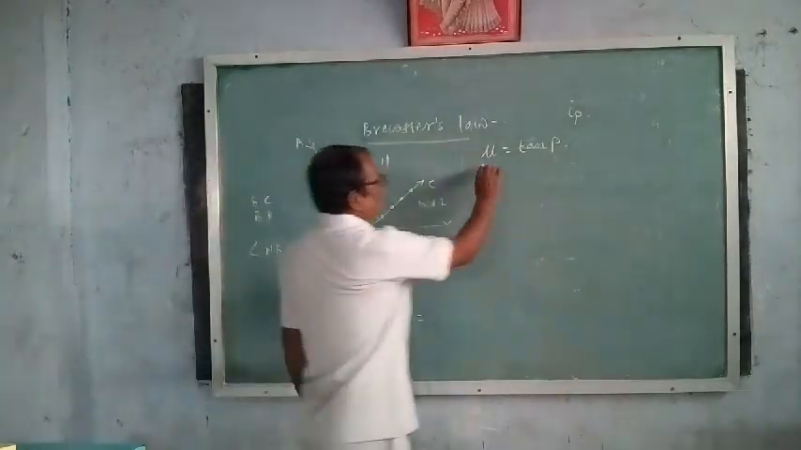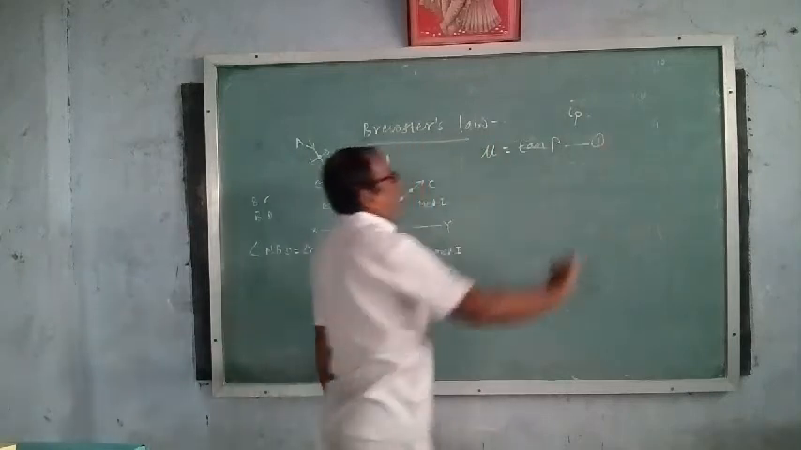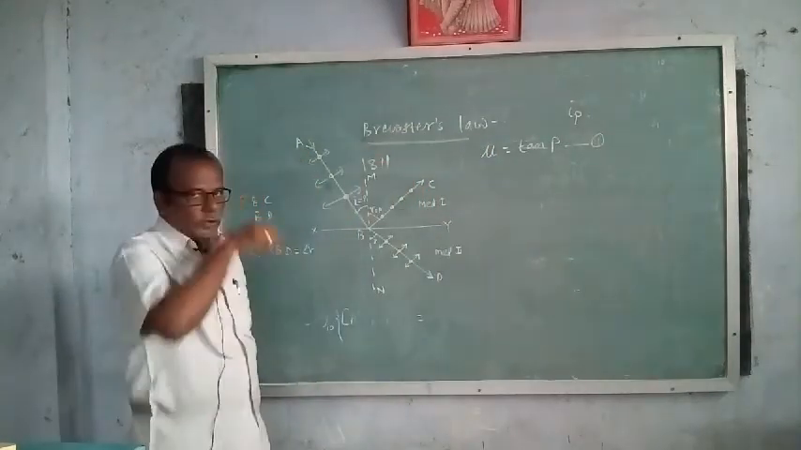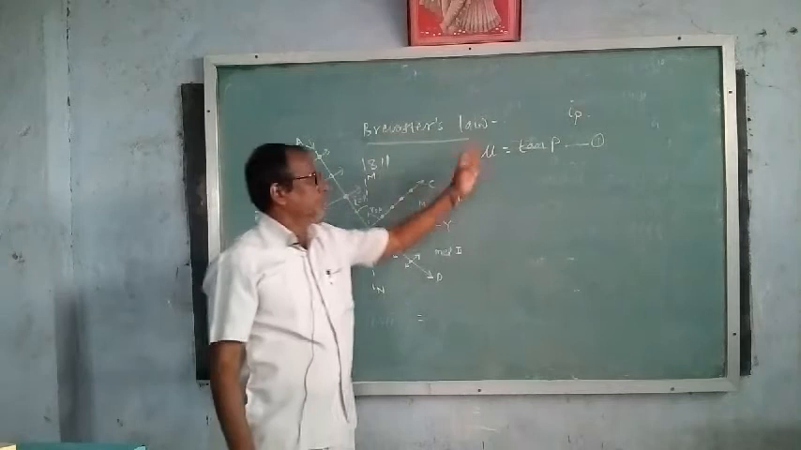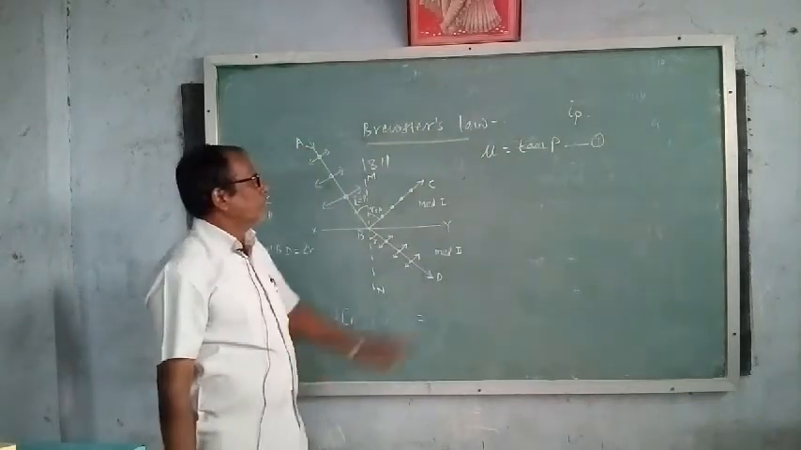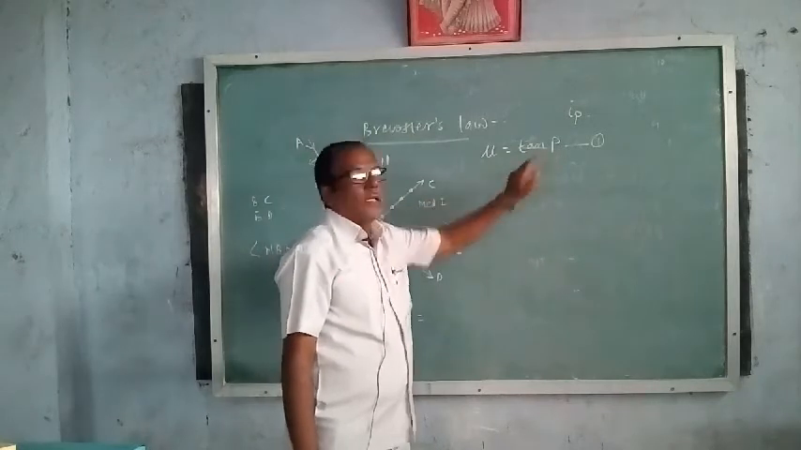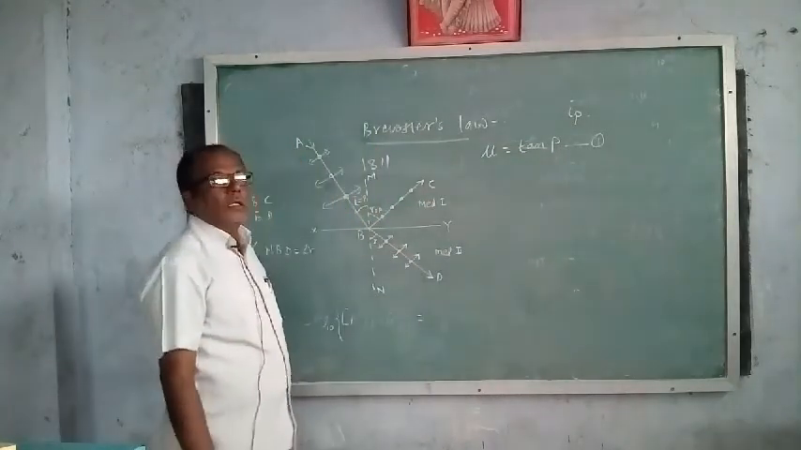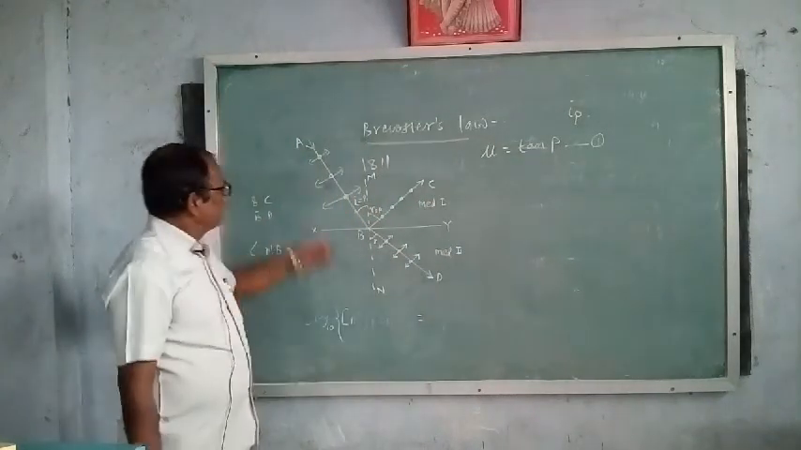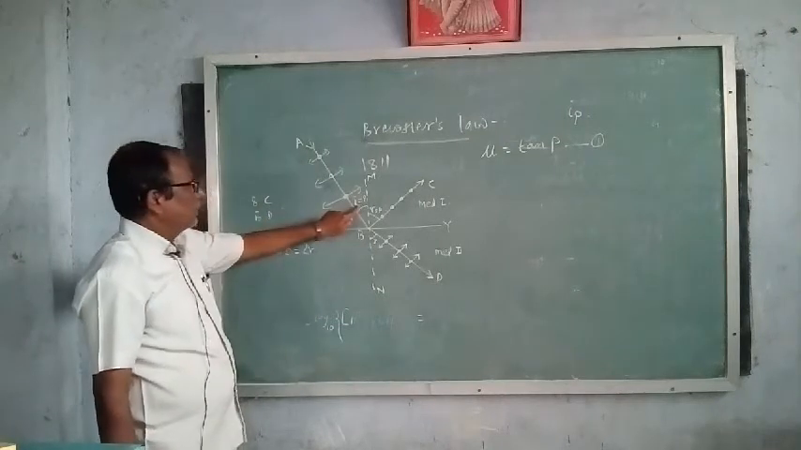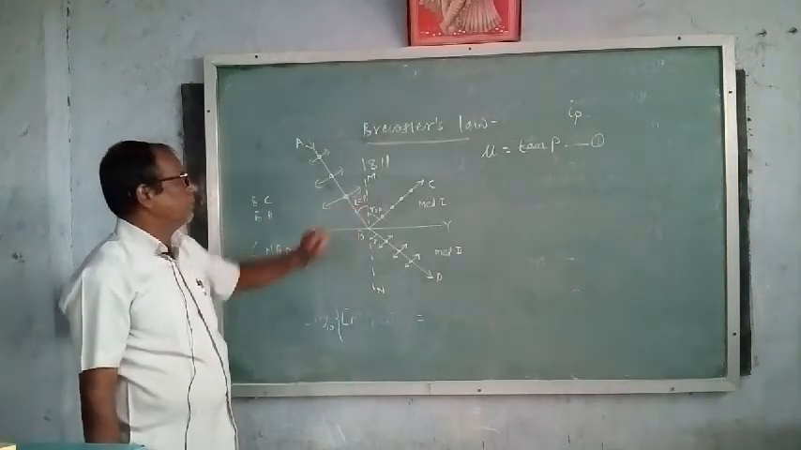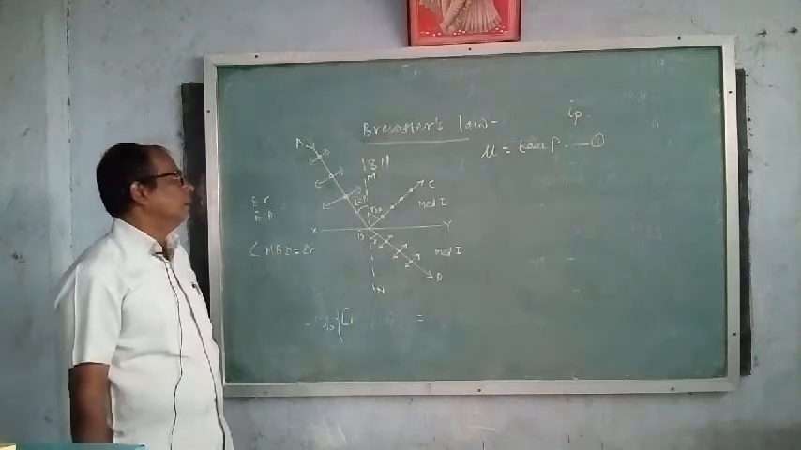So suppose this is the mathematical equation, mu is equal to tan P. The law can be stated as follows: the refractive index of the medium is numerically equal to the tangent of the polarizing angle. The condition is that the angle of incidence must be equal to the polarizing angle.